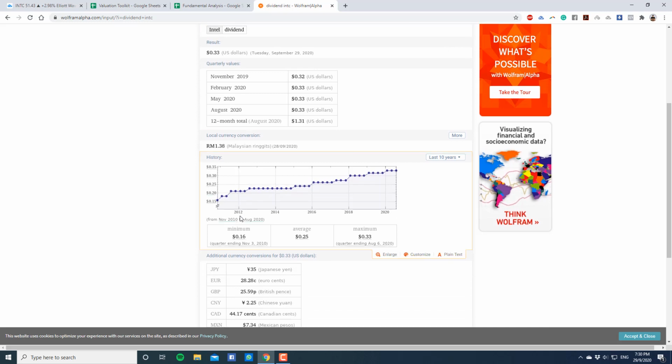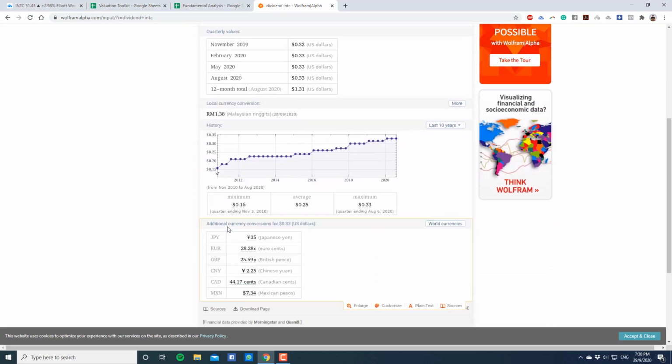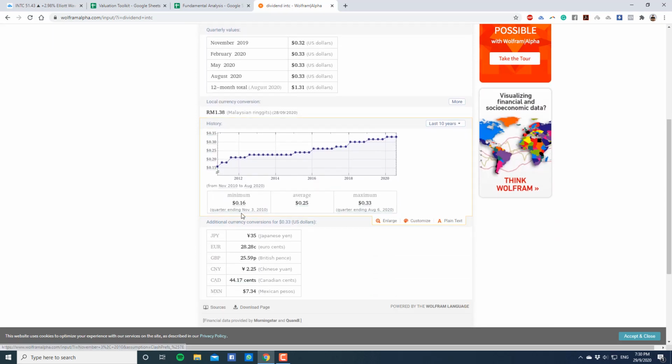Okay, and over here you can see for the past 10 years, right? This is from November 2010 to August 2020, close to 10 years. The dividend has been growing. You can see the minimum over here started off with 16 cents back in 2010. As of today, 2020, it is 33 cents.